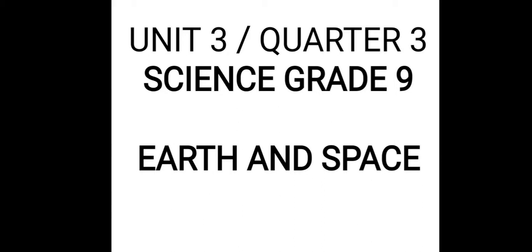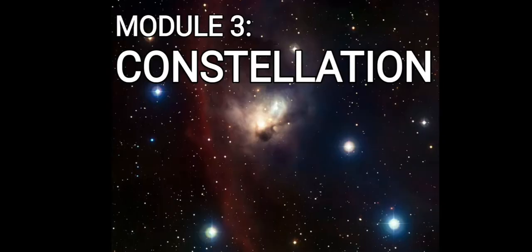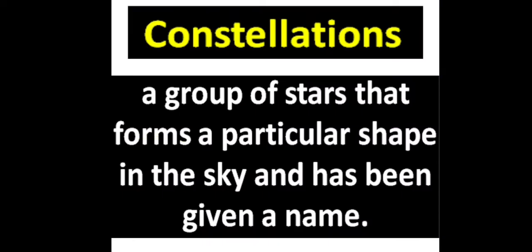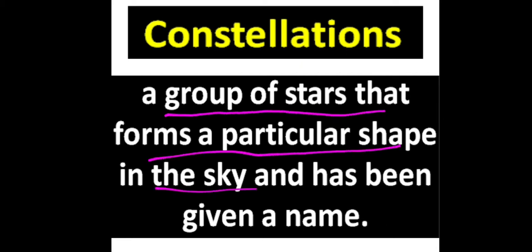Today we are about to discuss the last topic of grade 9 science about constellation. This is the last topic of quarter 3 science grade 9, constellation. What is constellation? Constellation is just a group of stars that forms a particular shape in the sky.